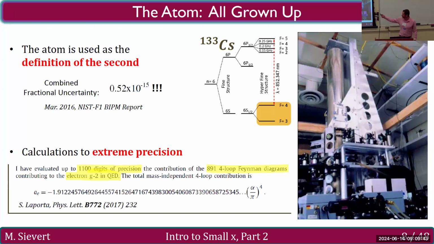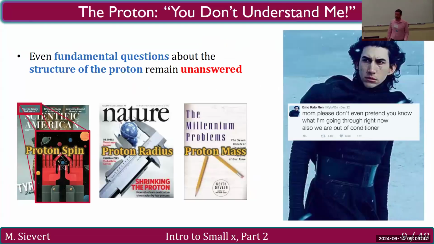In contrast, we know all of this stuff about the atom. The atom is all grown up. Meanwhile, the proton is still a moody teenager telling us, you will never understand me. In contrast to everything that we know at great precision about the atom, we don't even know where macroscopic quantum numbers of the proton come from.